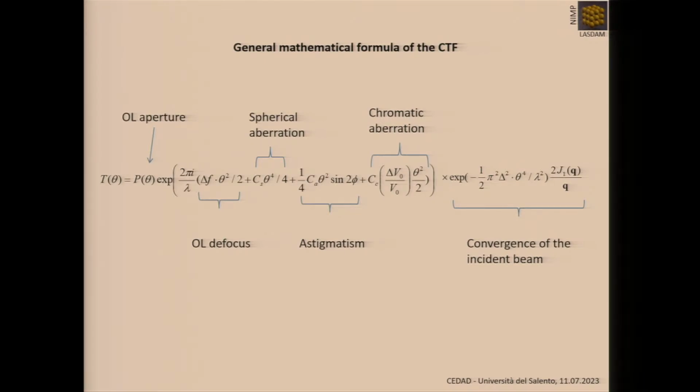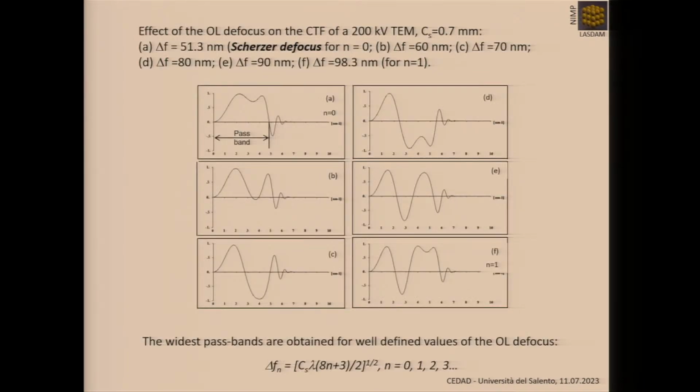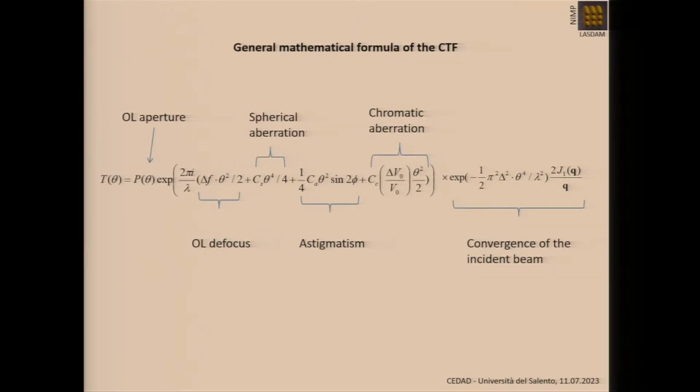And this is the general mathematical formula of the contrast transfer function, which includes all the mentioned contributions, where here I have made explicit all the possible aberrations influencing the shape of this function. Why is this function important? Because you can see the microscope as a filter, as a band pass filter. So this is the shape of this complicated function.